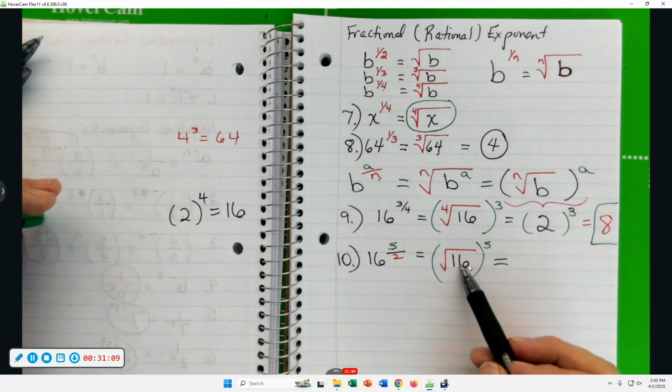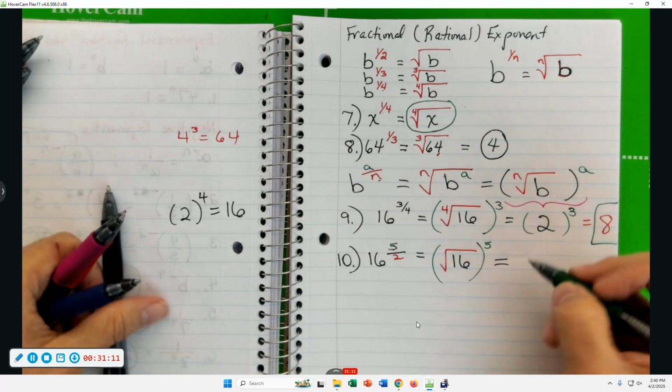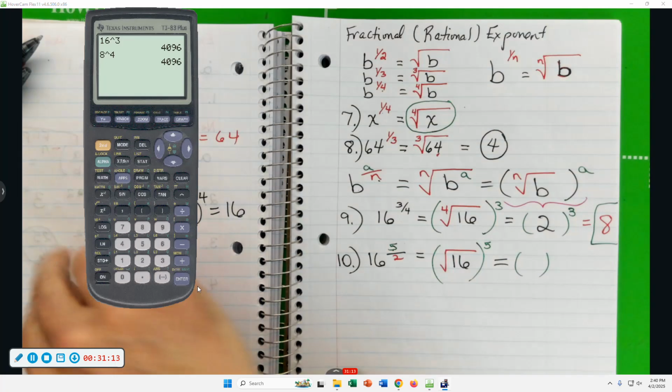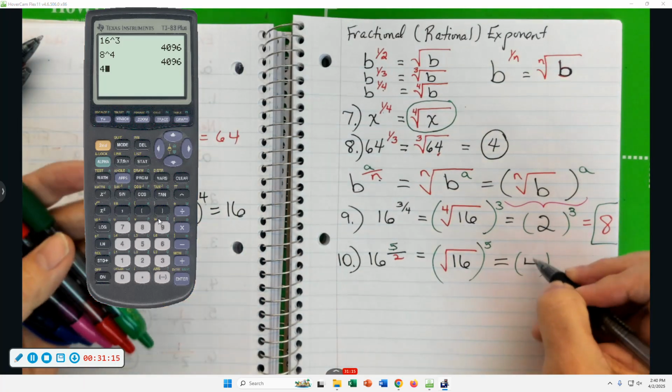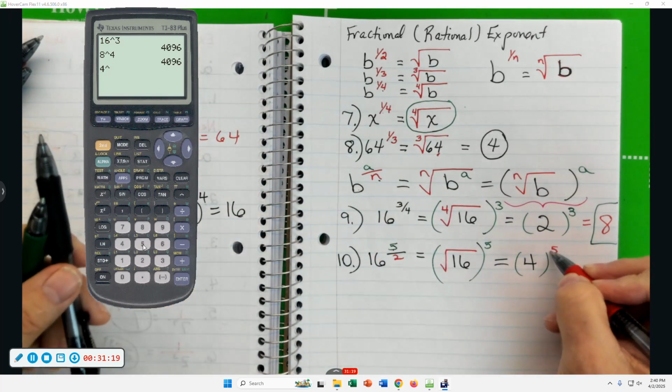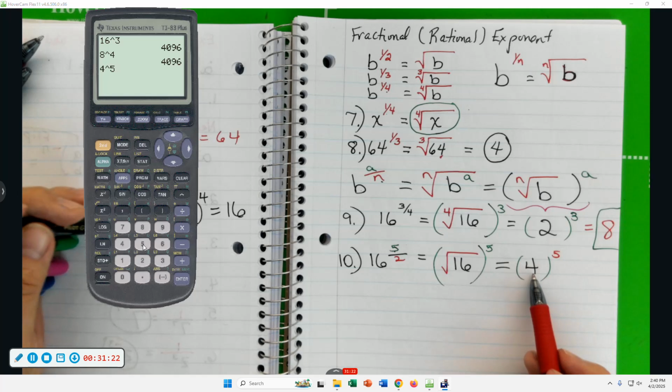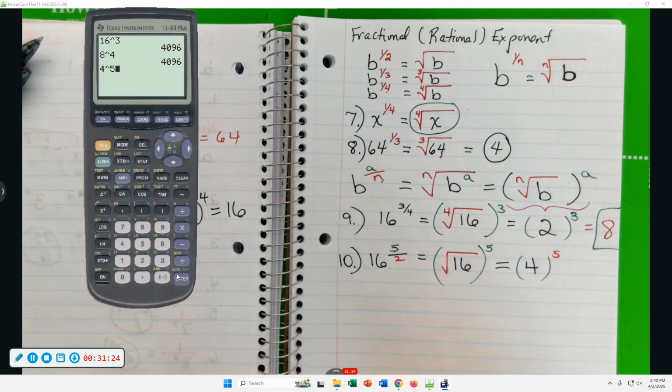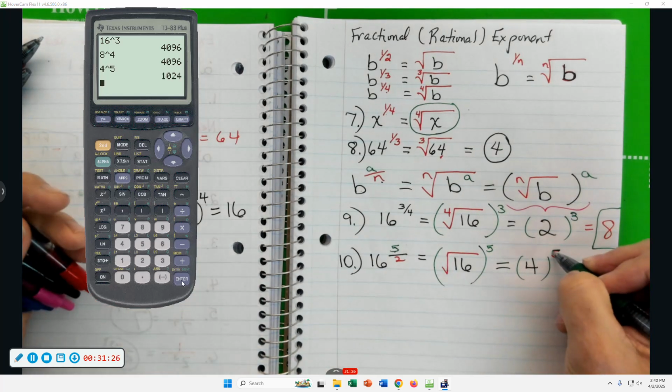The square root of 16. I think we're going to need a calculator, Tony. I was about to say, right. You can do it without a calculator, but I want a calculator here, because now what do we have to do? We knew the square root of 16 was 4, but what are we going to have to do now with that 4?